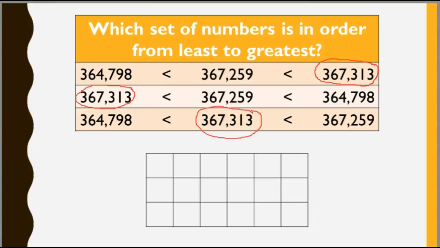Okay, so what I'm going to do is I'm going to go ahead and write these numbers in my little squares. Make sure I line them up. So 3 spots over, here's where the commas should be.